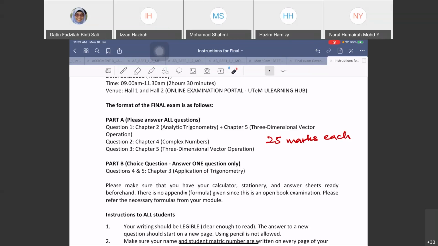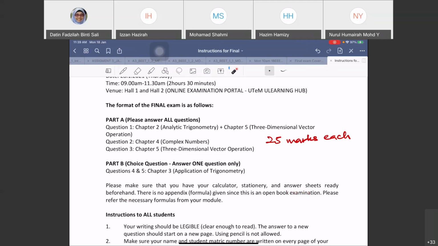Make sure you label correctly. If it is not labeled, you label your diagram correctly, etc. Your answer will be based on the diagram that you have. You make sure beforehand you have your calculator, your stationery, and your answer sheets ready. Don't wait until that point of time only to try to find pencil, pen, calculator or whatnot. And make sure you also have enough answer sheets.